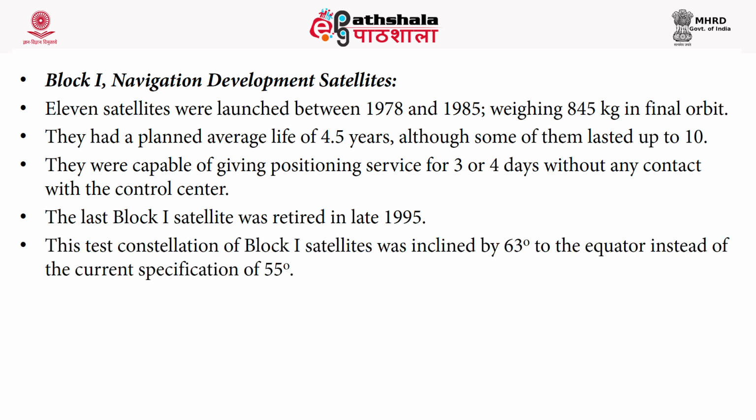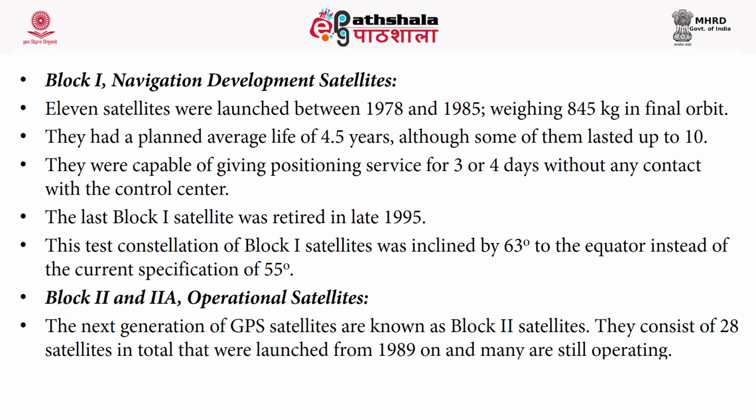This test constellation of Block 1 satellites was inclined at 63 degrees to the equator instead of the current specification of 55 degrees. The second block is Block 2, and together with Block 2A it constitutes the operational satellites.